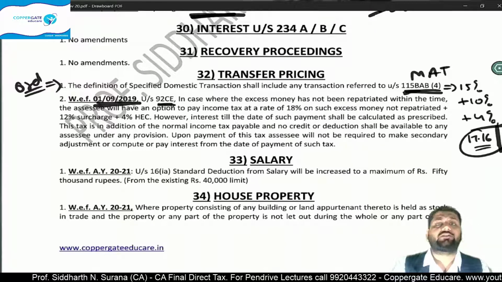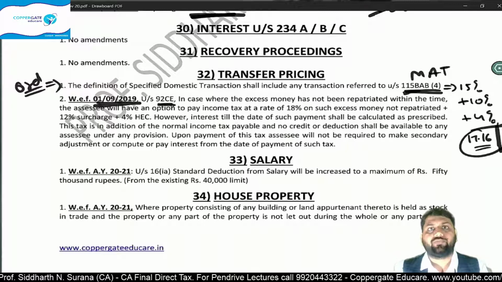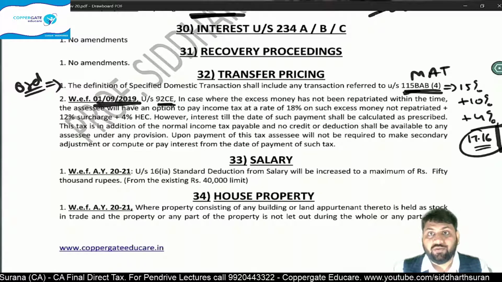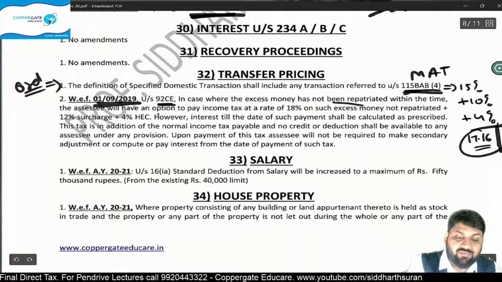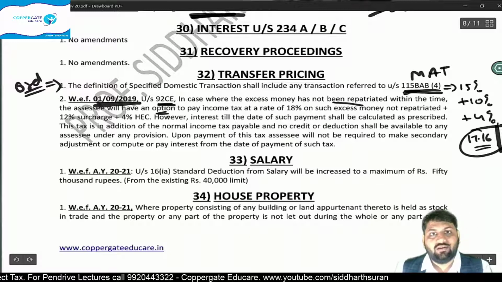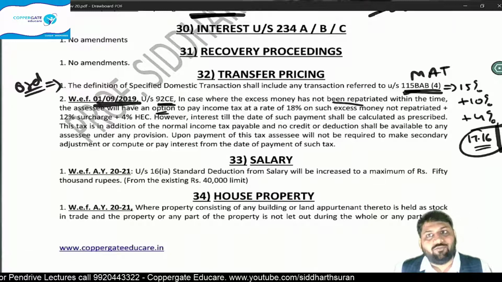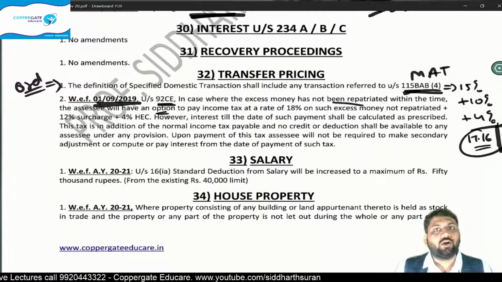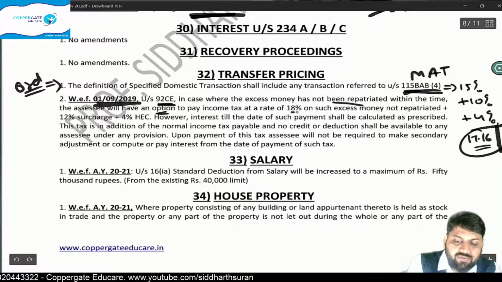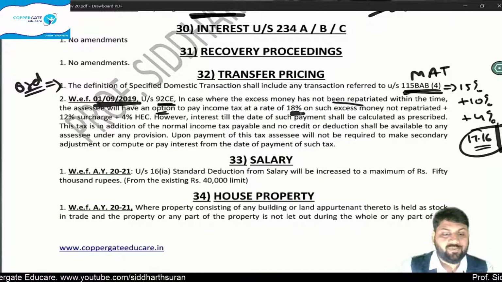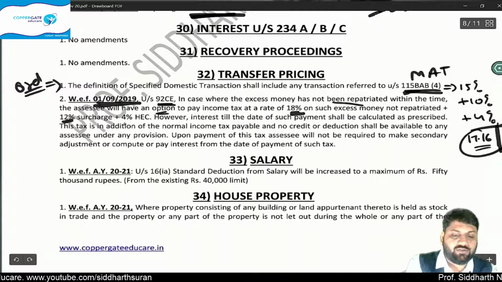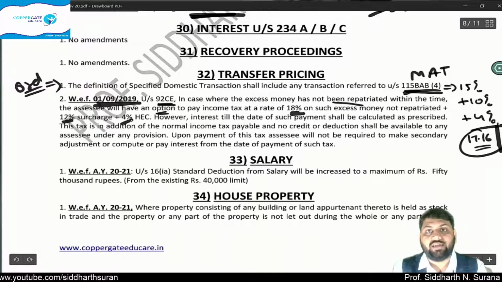So will the interest be continuously calculated lifetime, the notional interest? No. Now they are giving you an option. If the excess money has not been repatriated within the time, the assessee will have an option. By the way, they have fooled us. Every assessee will have to exercise this option only, because they are never going to get the money from the associated enterprise. You have the option that on that amount of secondary adjustment, pay tax at 18%, plus compulsory 12% surcharge plus compulsory 4% cess.